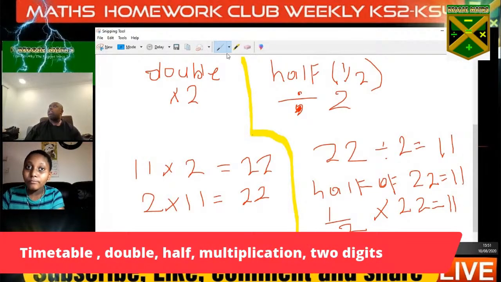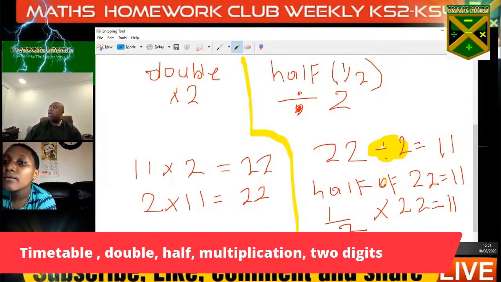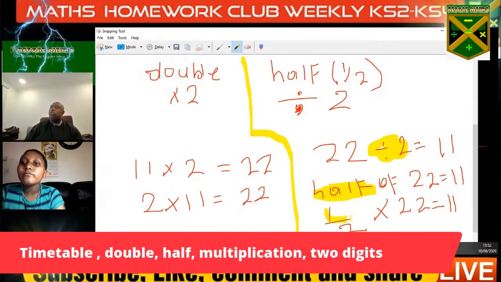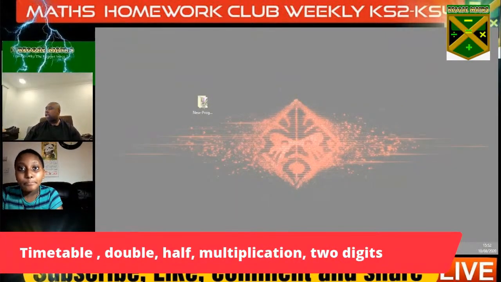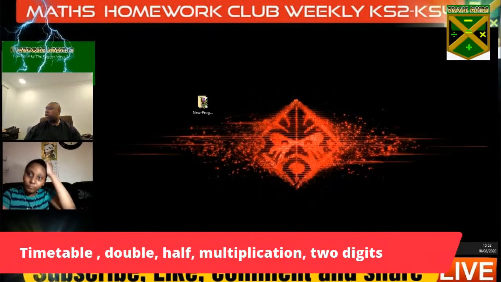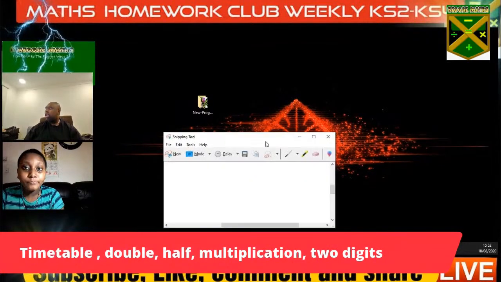So what am I trying to say here, Denzel? What I'm trying to say here is dividing by 2, yes? The word half, and the fraction 1 over 2, they're all the same. And the opposite of doubling and timesing by 2, right, is dividing by 2, half, okay? Let's do some practice. Well done.